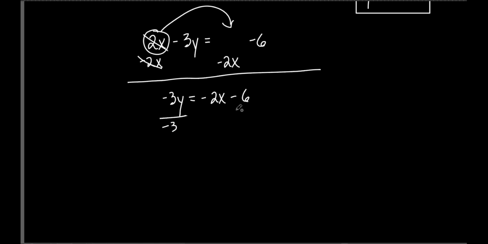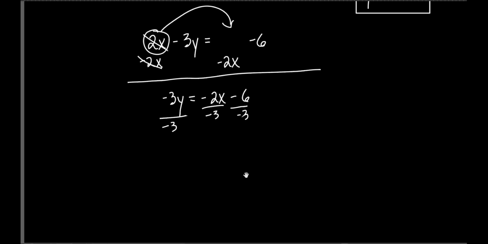Now look over here. I have to divide everything on the right-hand side by the negative 3. Not just the 6, but I have to divide this by a negative 3, and I have to come over here and divide this by a negative 3. That's really important that you do that. Divide everything on the right-hand side by a negative 3.